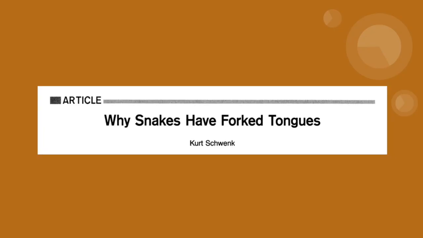Kurt Schwank's 1994 article, Why Snakes Have Forked Tongues, supports the idea that forked tongues are used to instantaneously sample the chemical gradients of their surroundings, allowing them to follow scent trails to track mates and prey. The forked tongue of squamates has evolved at least 2 times, and its function has been perfected over time to enhance survival and reproduction abilities.